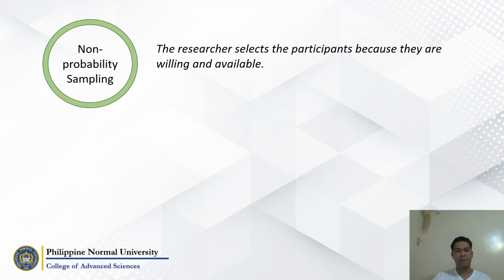Now, here comes the non-probability sampling. We employ the non-probability sampling because perhaps we have scarcity in reaching our identified population and we only have a few or a little. So the researcher here selects the participants because they are willing and available. So voluntary sampling is also a kind of non-probability sampling.